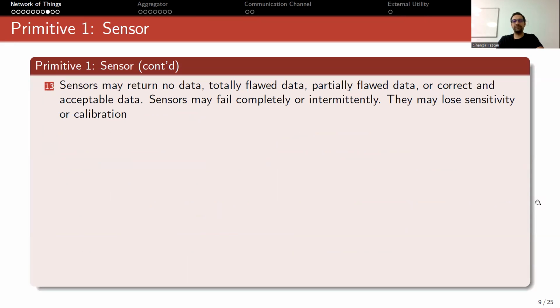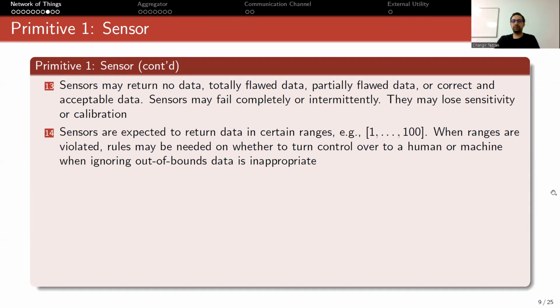Sensors may return no data, totally flawed data, partially flawed data, or correct and acceptable data. Sensors may fail completely or intermittently. They may lose sensitivity or calibration. So actually, this is one of the most important things. You cannot always rely on the data being correct, right? This is why you should be checking its reliability, whether it is really working correctly.